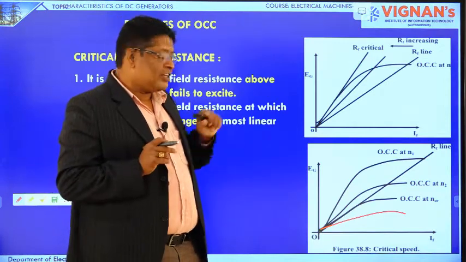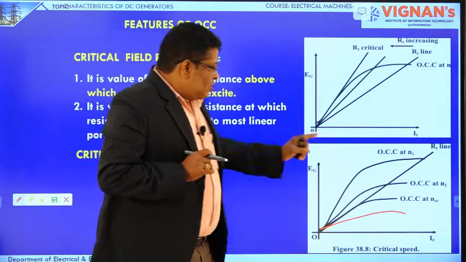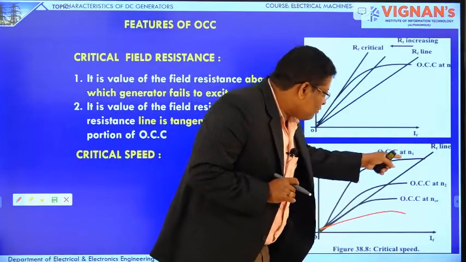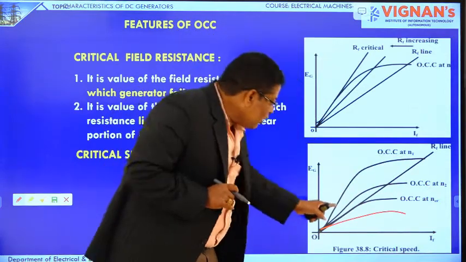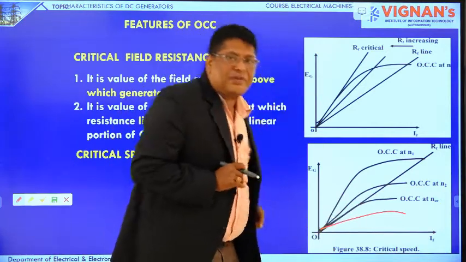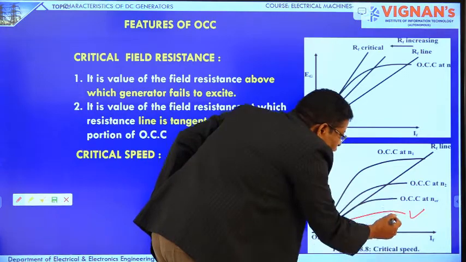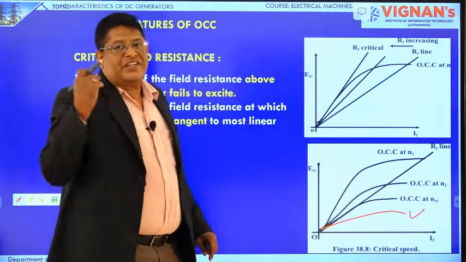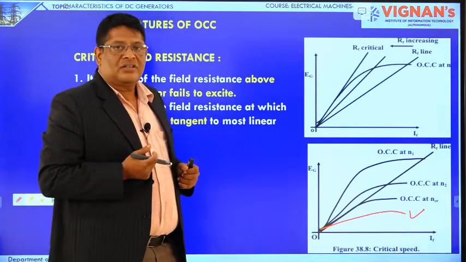You try to understand here. It is very, very important. These are the three graphs. Two graphs are intersecting the resistance line. The third graph is exactly tangent. If we further decrease the speed of a generator, this is the OCC which is not intersecting the field resistance of a generator. What is the meaning of this one?